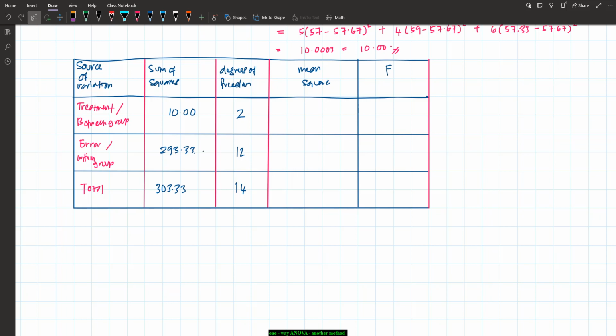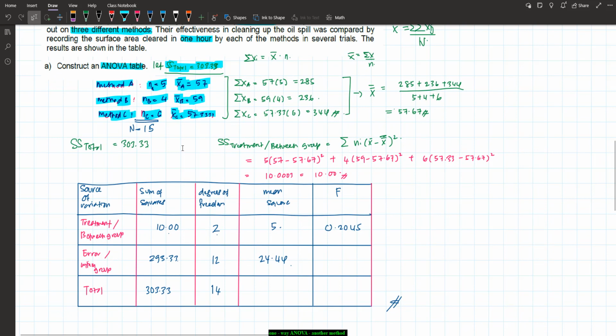So the mean square treatment is simply sum of square treatment divided by its degree of freedom. So this is equal to 5, and the mean square for error is 293.33 divided by 12. So this is equal to 24.44. To get the F value, 5 divided by 24.44, or mean square treatment divided by mean square error, you will get 0.2045. So this is how we use the second formula to construct an ANOVA table.